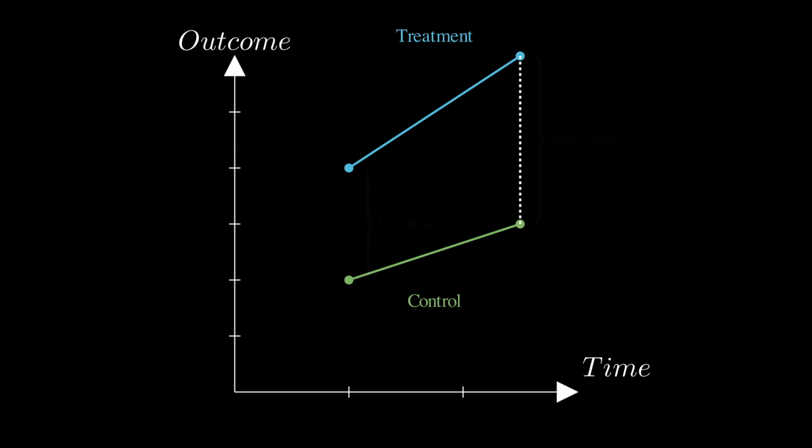So instead, we combine these two. We can use the change in the control unit to estimate the effect of time and also account for the pre-treatment differences between the two units. We estimate a counterfactual for our treated unit by assuming that it would have followed the same time trend as the control unit if it had not received treatment.